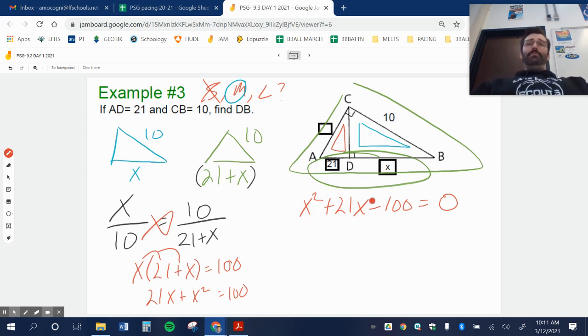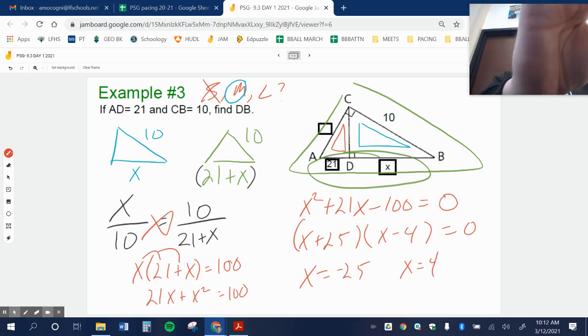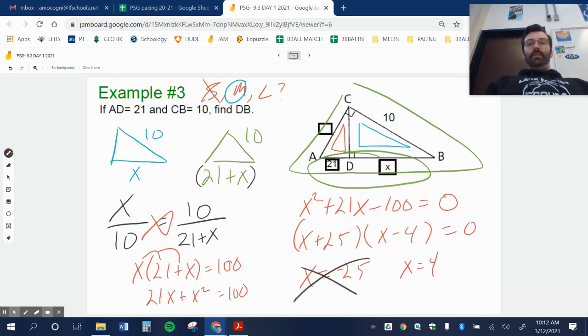Now I want two numbers that multiply to 100 and add to 21. Thinking about quarters compared to $1. How many quarters make $1? Oh, 4. It should be 25 and 4. So x equals negative 25 and x equals 4. Same thing as our warm-up. I can toss out the negative 25 here, and x is just 4 because I can't have a negative side length there.